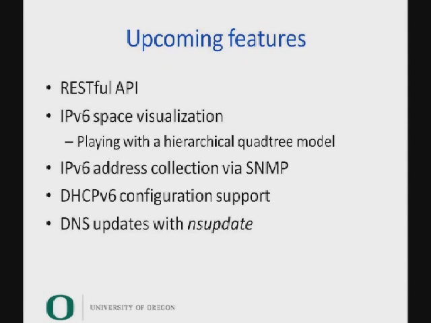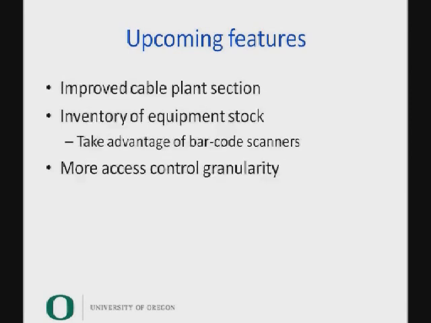Also DHCPv6 configuration support. We would also like to be able to update DNS using NSUpdate instead of just generating zone files, particularly because that would help with taking advantage of BIND's auto-signing or auto-resigning feature. More features, we're improving the cable plan section, adding more details about different types of splices and termination. We also want to keep track of equipment stock, things that haven't been deployed yet, and we could take advantage of barcode scanners. And also more access control granularity, so that we can give people specific access to things. Right now it's kind of all or nothing.